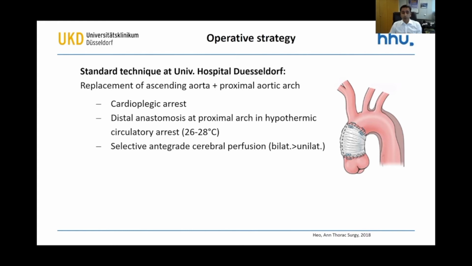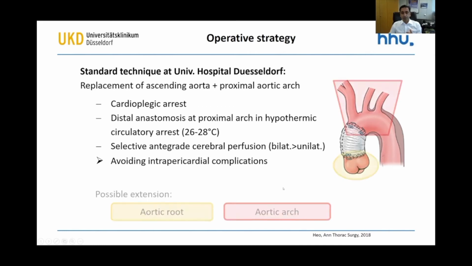Some of us use unilateral. Personally, I prefer bilateral perfusion. Why do we do that? We do this in order to avoid fatal intrapericardial complications. Now, occasionally, we will have to do more than the standard. And this will concern either the aortic root or the aortic arch.